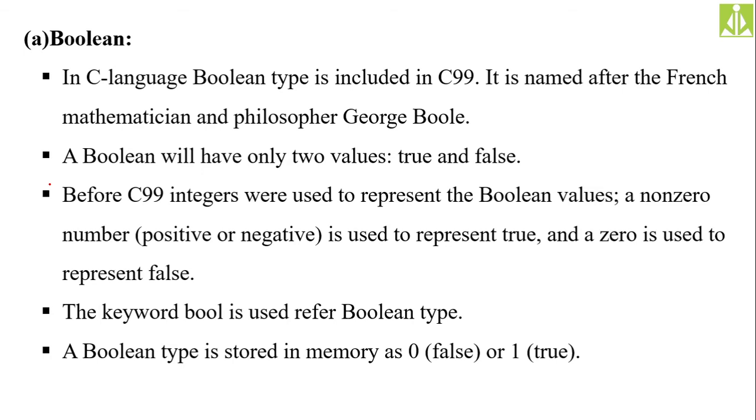A Boolean will have only two values, true and false, nothing apart from that. We can store only either true or false inside a Boolean type. Only two values, true and false. Sometimes true is represented by a 1 and false by a 0, or true is represented by a non-zero value and false by a 0. A non-zero value means any value other than 0 will be treated as true, and 0 will be treated as false.